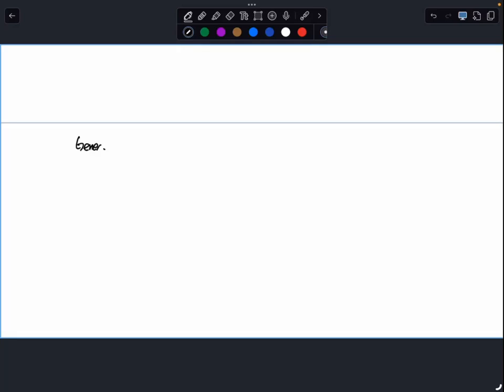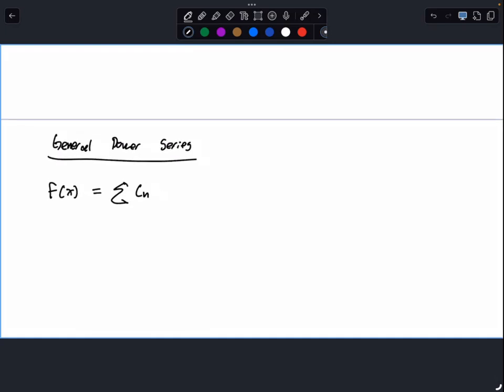We have this idea of a general power series that we just talked about, which is that some function of x gives me some series, c sub n times x minus a to the n. This is what we call a general power series by any definition.